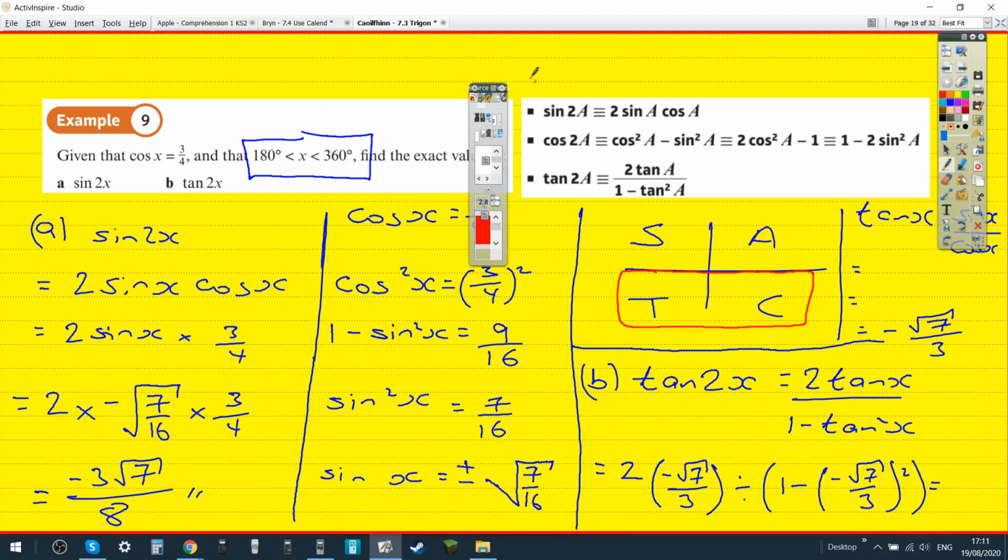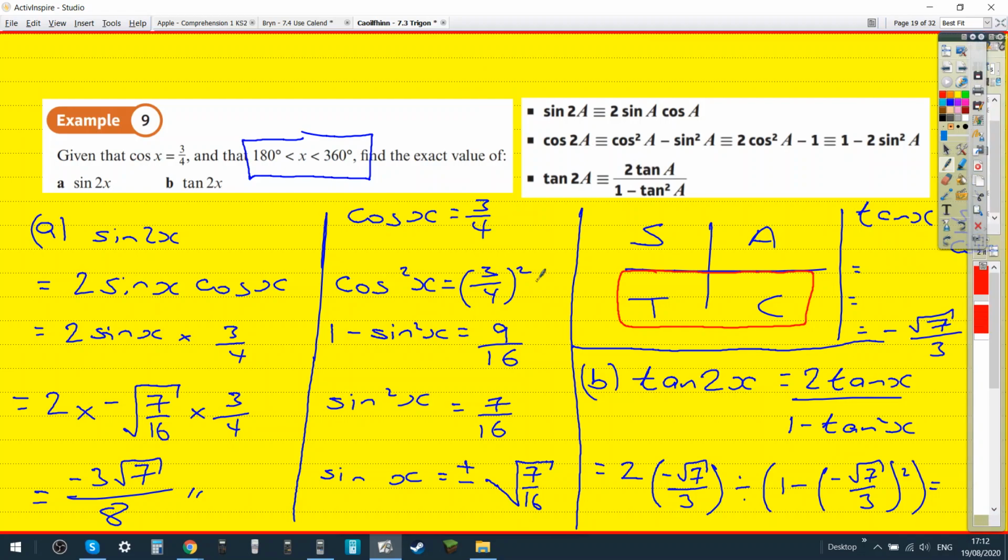Okay, big picture. They give you cos x. Sine 2x is 2 sine x cos x. We know cos x is 3 over 4. To get sine x, you can use cos squared x and then do 1 minus sine squared x to swap between sine and cos that way. Tan 2x, use your double angle formula and then get tan x by doing sine x divided by cos x. Importantly, it is the exact value.